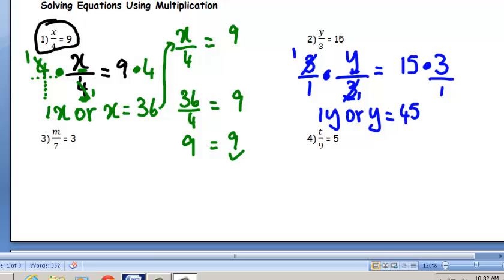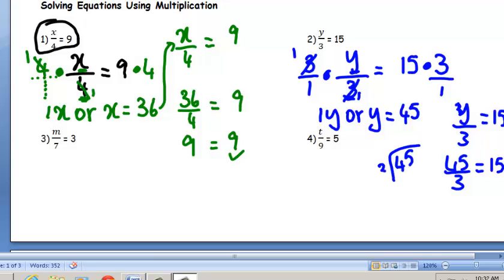Let's go ahead and check our answer. It was y over 3 equals 15. Y in this case I got as 45. 45 over 3 equals 15. And if you divide 45 by 3, 3 goes into 4 once. Subtract, bring the 5 down, 15, 3 times 5. So yes, 15 equals 15, correct. So my answers are correct. I want you to go ahead and finish the other two problems.